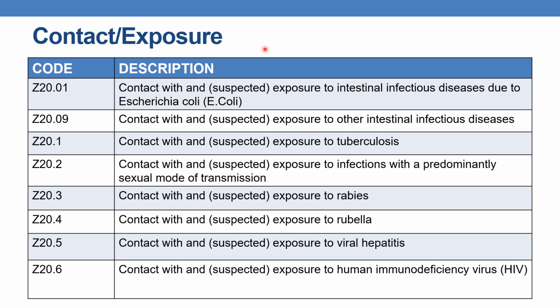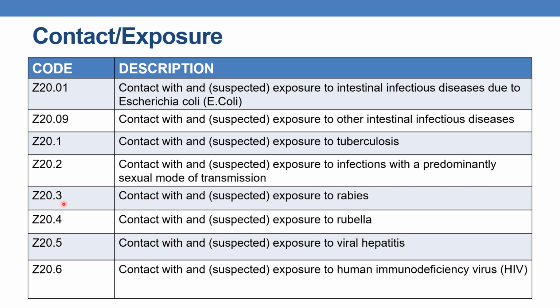Now coming to various codes of Z20 category. The first code is Z20.01. It deals with contact with and suspected exposure to intestinal infectious diseases due to E. coli. Next is Z20.09, contact with and suspected exposure to other intestinal diseases. The next is Z20.1, contact with and suspected exposure to tuberculosis. The next is Z20.2, contact with and suspected exposure to infections with a predominantly sexual mode of transmission.